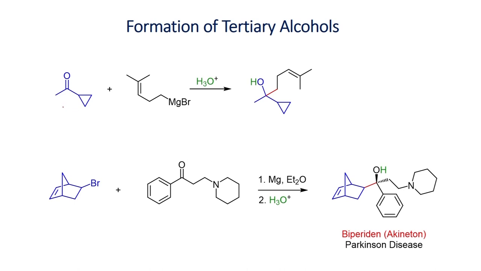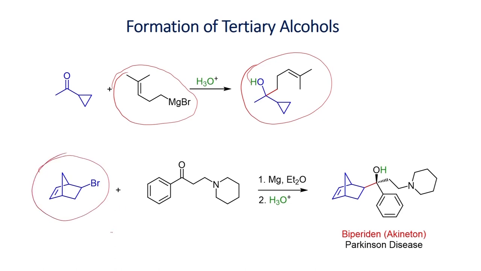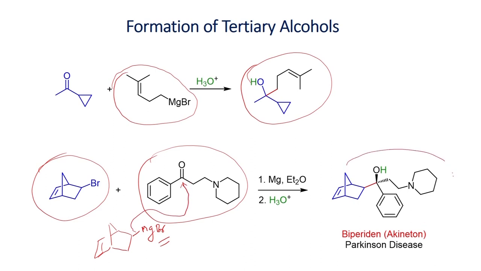The first example involves methyl cyclopropyl ketone, which undergoes reaction with this homoallyl magnesium bromide to give the tertiary alcohol as a product. The next example involves the reaction of this bicyclic bromo derivative with this ketone. When you react this alkyl bromide with magnesium, you will be able to generate this magnesium bromide. Once you form this one, it can undergo addition reaction with the carbonyl group, and in this way you will be able to generate this tertiary alcohol as a product, which is an important molecule we use for Parkinson's disease.